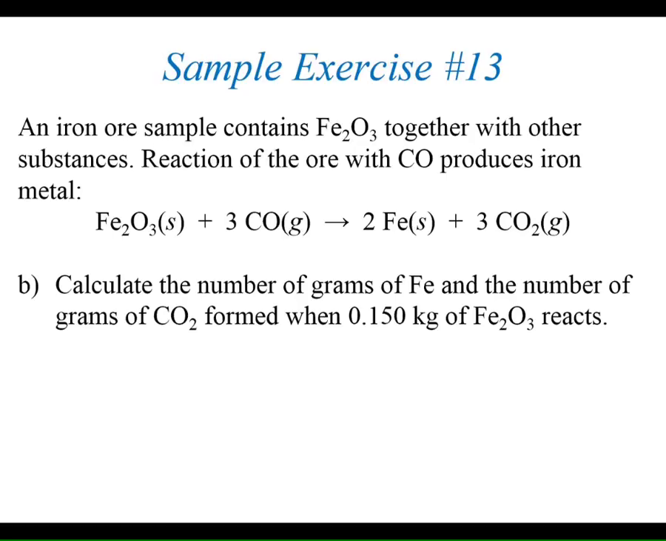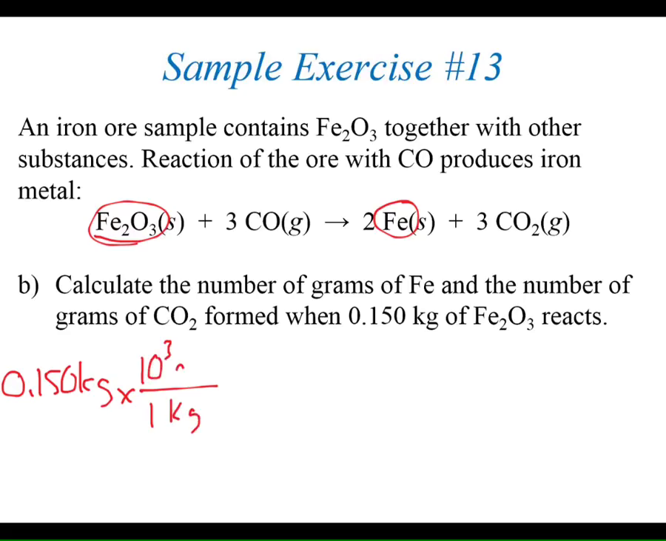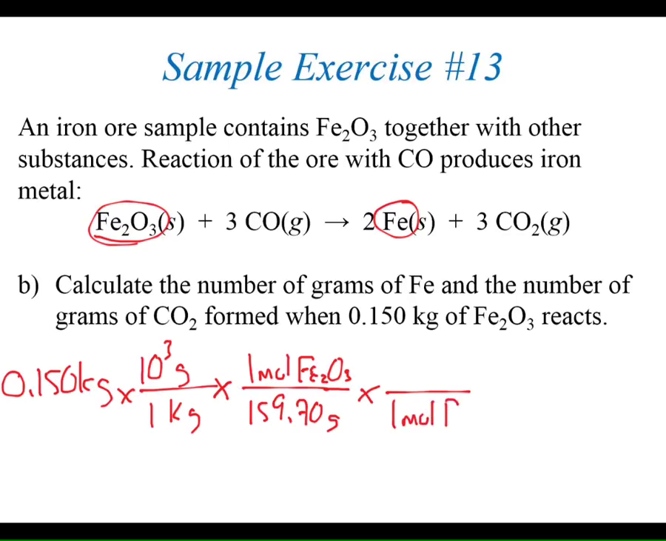So the first part is all the same. The only part that changes is the last bit, so I'm not going to work it all out. Now it's saying relate this to the iron, and then relate it to the CO2. Let's just do the iron. 1 kilogram is 10 to the 3rd grams. What was the molar mass of Fe2O3? 159.7, the mass of a mole of Fe2O3. But now we're going to find iron. For every 1 mole of Fe2O3, our balanced equation tells us there's how many irons?